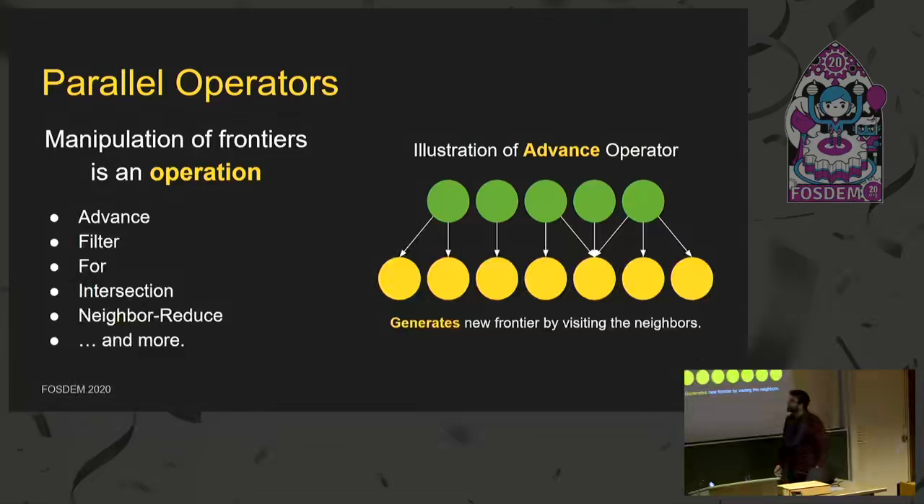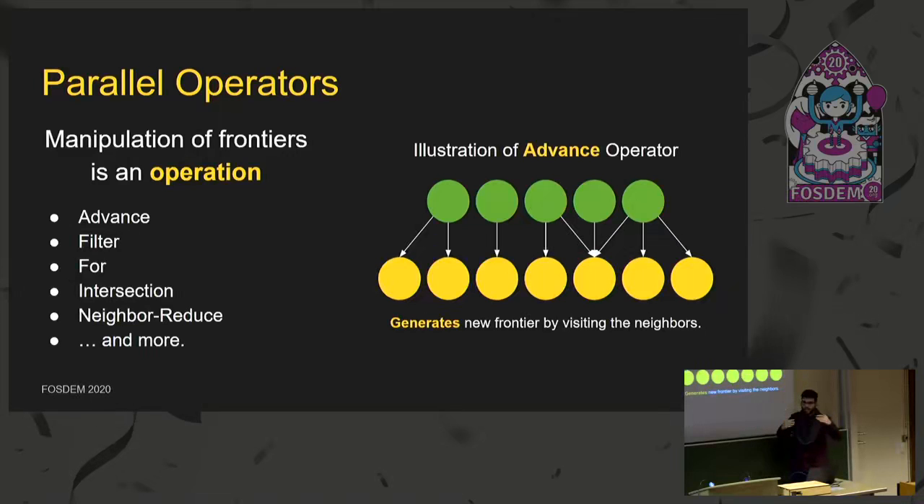You have parallel operators. This is what you use to actually do work on that frontier. We have some of our parallel operators, but you're free to write your own as well. These are really high-performant CUDA implementations. This is where all the engineering goes into. Some of the examples I have on the left side are advance, filter, intersection, neighborhood reduce, and a lot more. An example would be advance, where advance will take an input frontier and then generate a new frontier by visiting all the neighbors.